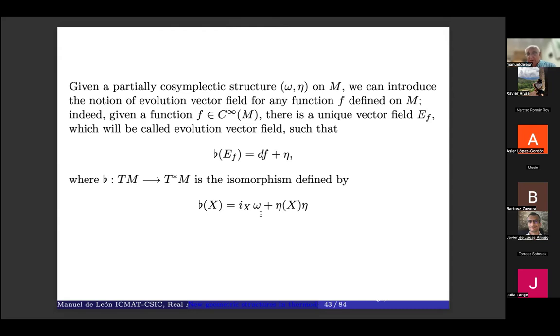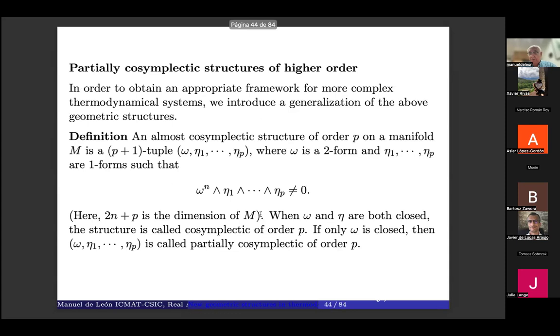So if you have f and we consider the differential of f plus eta, we obtain a vector field, and we will call this vector field the evolution vector field. And so this fulfills the needs for some systems, but not for all. For all, we have to introduce a generalization of this partially cosymplectic structure.